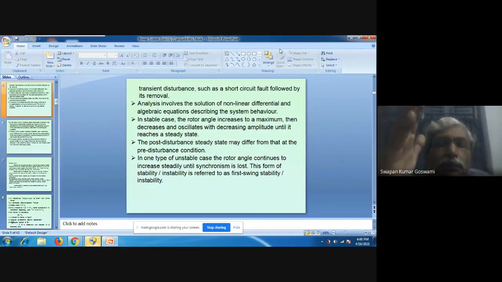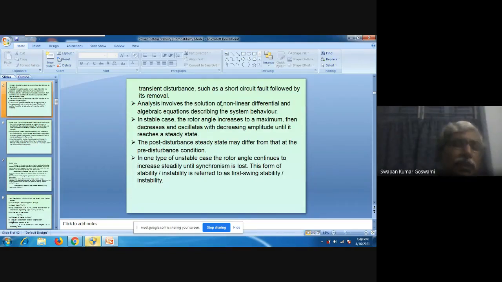So when such a large disturbance of active power takes place, the problem that is generated is called the problem of transient stability. Okay, so how do we analyze this type of stability? Analysis involves the solution of nonlinear differential and algebraic equations.